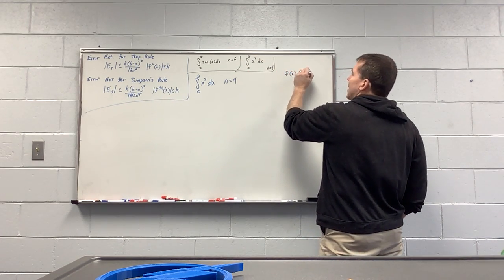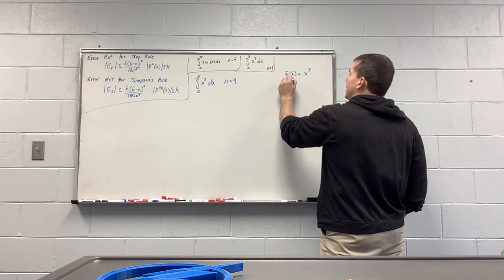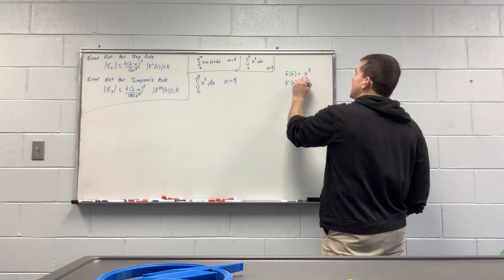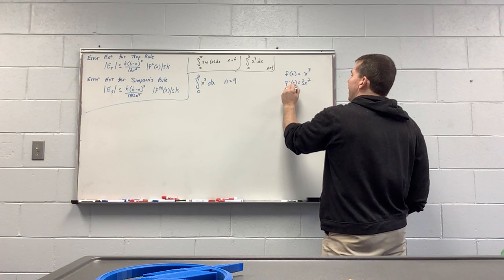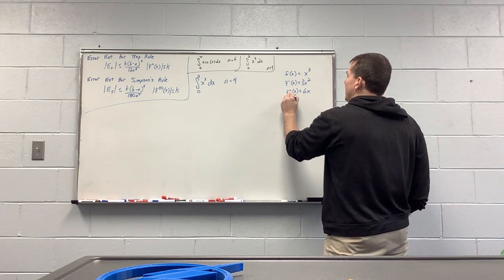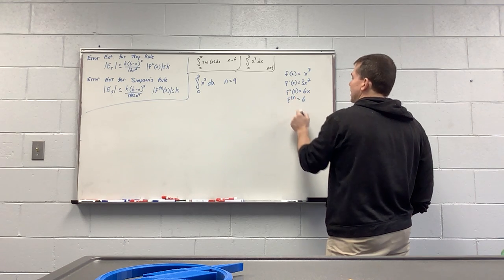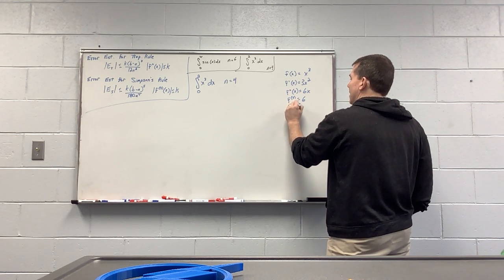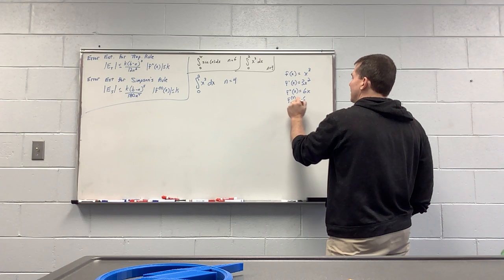Right over here, we have f of x equals x cubed. So f prime of x is 3x squared. F double prime of x is 6x. The third derivative is just 6. And the fourth derivative is 0.